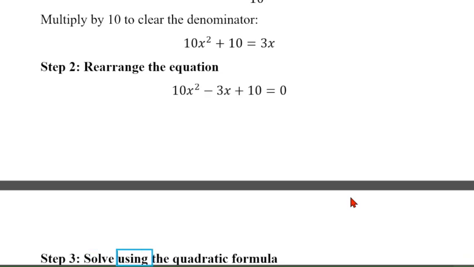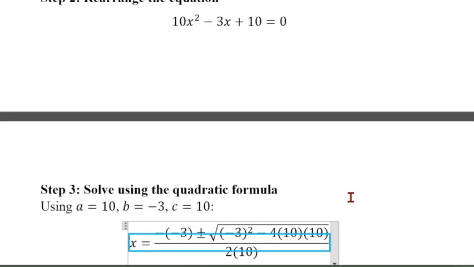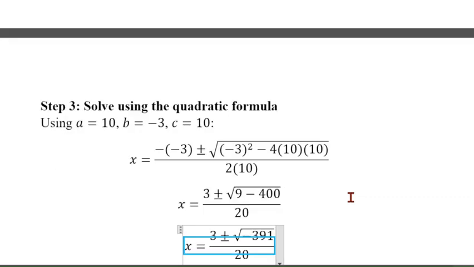Step 3. Solve using the quadratic formula, using a equals 10, b equals minus 3, c equals 10. x equals numerator, minus open paren minus 3 close paren plus or minus square root of open paren minus 3 close paren squared minus 4 open paren 10 close paren open paren 10 close paren, over denominator 2 open paren 10 close paren. x equals 3 plus or minus square root of 9 minus 400, over 20, equals 3 plus or minus square root of minus 391, over 20.